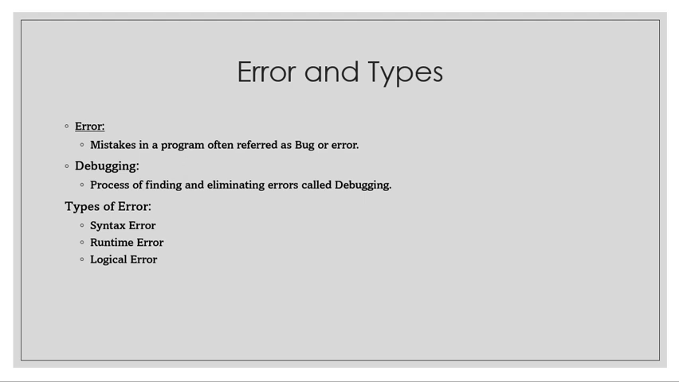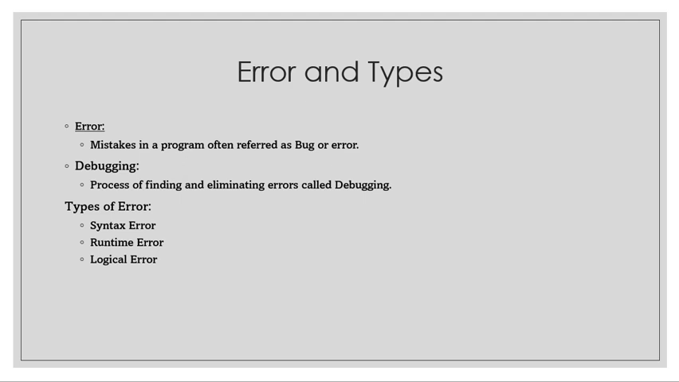So next, there are different types of errors: syntax error, runtime error, and logical error. A syntax error always comes up when we build a program, and the system will show this syntax error. For example, misspelling a keyword, incorrect indentation, or missing a colon or comma. These all come under syntax error.